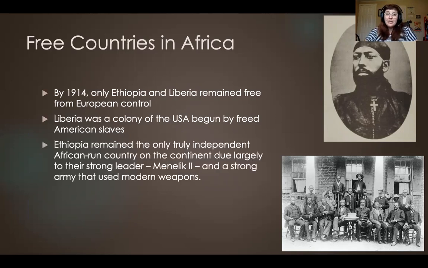Ethiopia remained the only truly independent African-run country on the continent, and that was largely due to their having a very strong leader, Menelik II, whose picture is right here, and they had a very strong army that used modern weapons. And they defeated Italy in a couple of different battles, which was a huge humiliation for Italy, as you can imagine, and it was a huge motivator for a lot of African resistance to European colonization, which we'll look at later this week. So by 1914, there were only really two independent African countries, and really only one that was run by Africans and by the people who lived there.